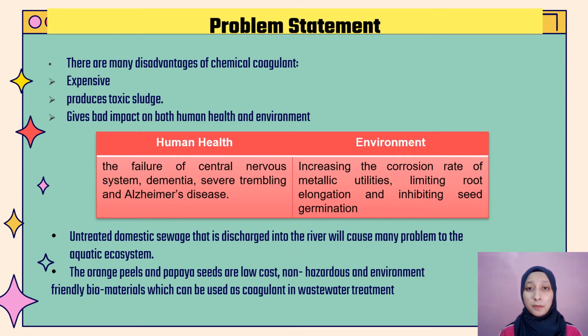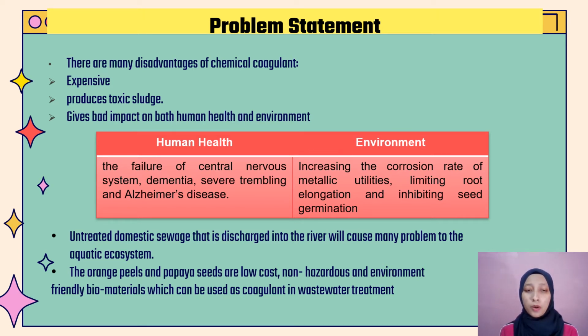For problem statement, there are many disadvantages of chemical coagulant. First, expensive. Chemical coagulant is expensive compared to natural coagulant since natural coagulant occurs naturally. Next, it produces toxic sludge. This is because the chemicals may change the characteristic of water in terms of physical and chemical, which can worsen the sludge disposal.